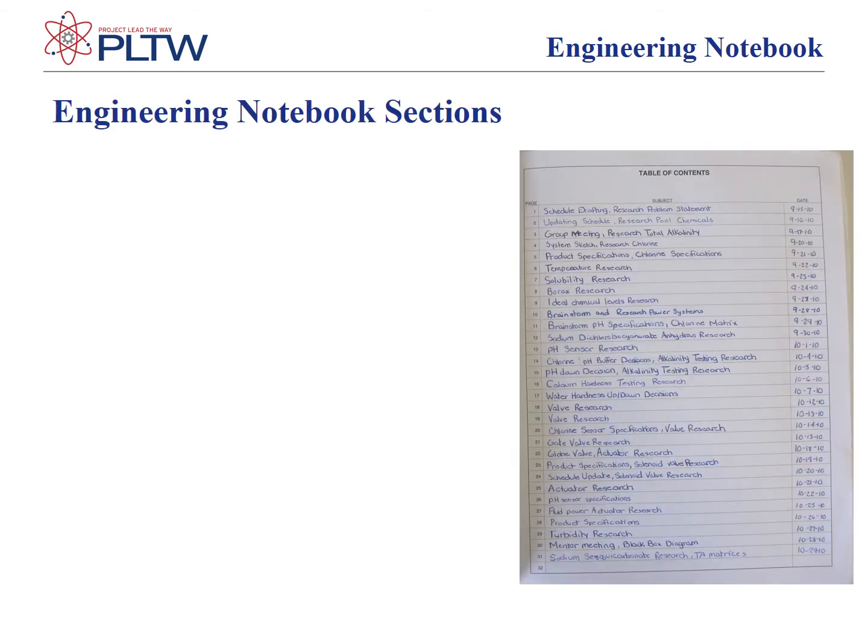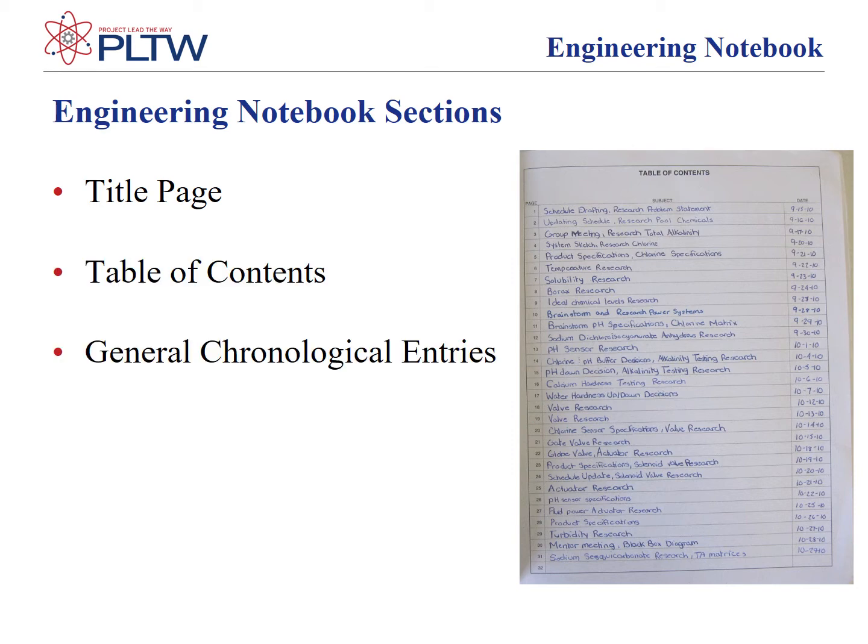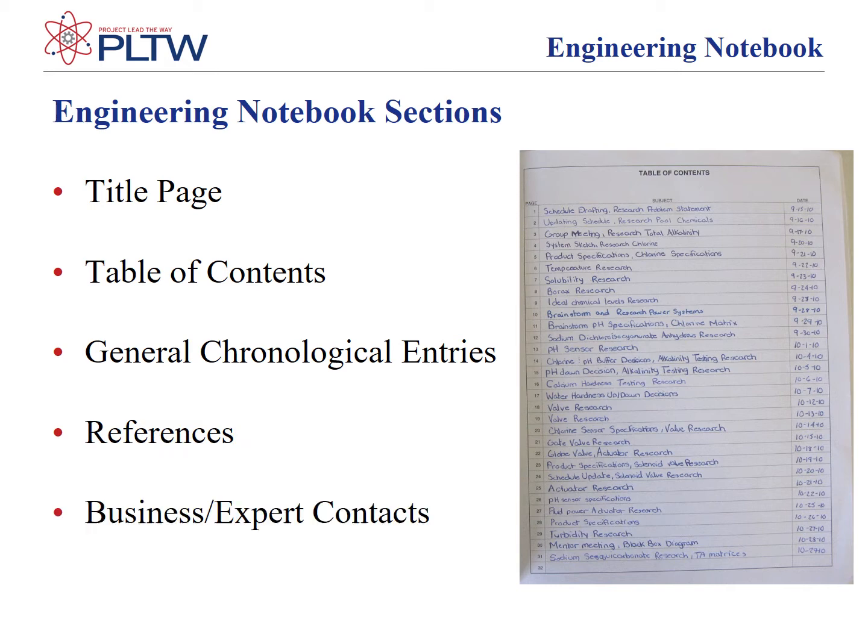So there are different sections, and engineering notebooks are different. They're used differently, so not every engineer uses their notebook the same. They don't all have the same layout, and so just take that for what it's worth. But there are different sections. You may have a title page. You could have a table of contents, the general chronological entries, references, business expert contacts. All those things are suggested, but again, they may not be included in an engineering notebook.